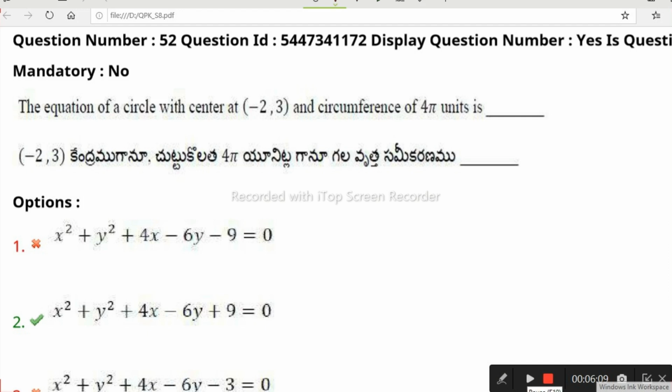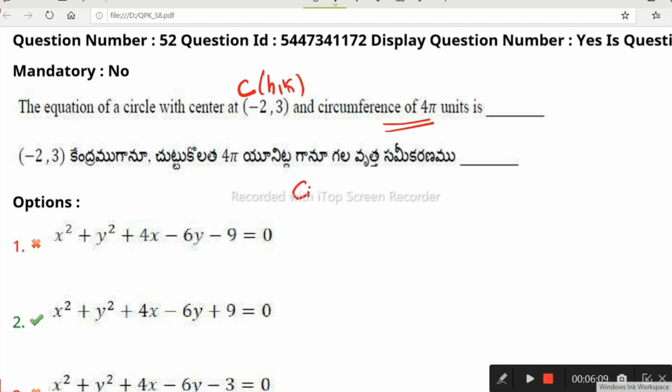Yes, what is given? The center is given. The center is denoted as C, some h comma k we can take. Okay? And the circumference of the circle. You know the formula for the circumference of the circle if you know the radius? Yes, exactly, 2 pi r.